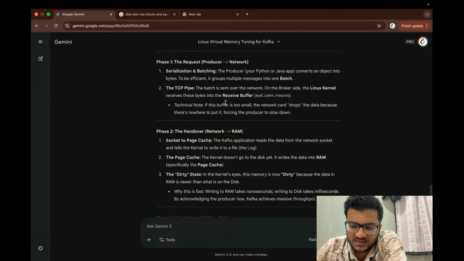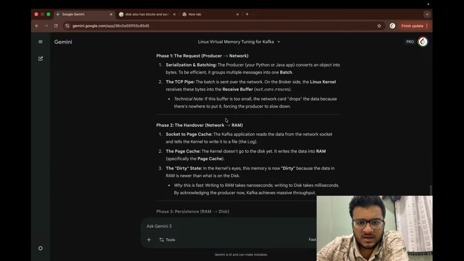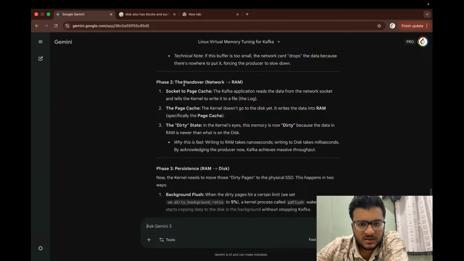When I say Kafka is doing that, it means it's a broker, right? Because it's a server. The broker takes that request, and usually first it is kept in the buffer, and when Kafka picks it from the buffer, Kafka places it in the page cache. So this is again buffer and stuff. And the second one, the handover from network to RAM.